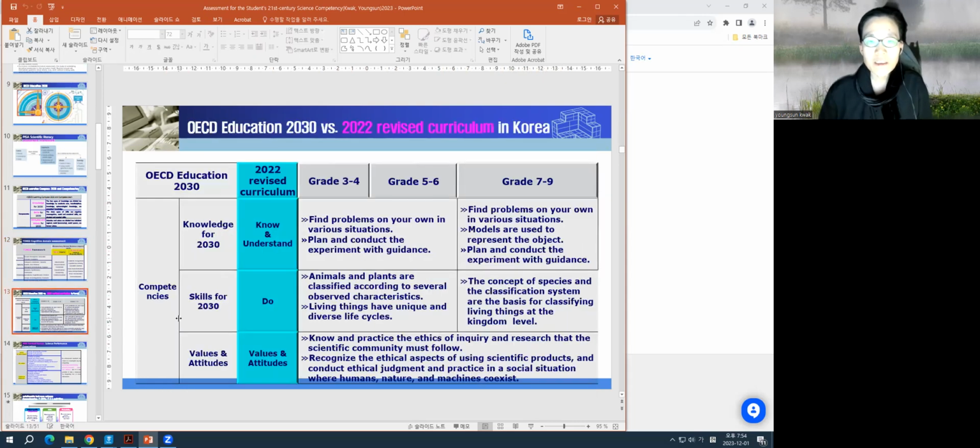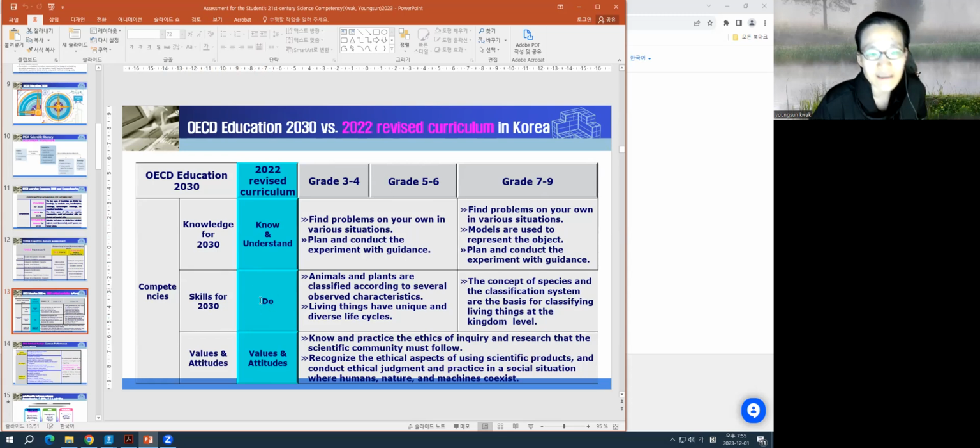So in OECD Education 2030, as well as in a Korean national level curriculum, we introduced three dimensions of OECD Learning Compass, which are know and learning, which is knowledge dimension, and then skills dimension. It's about what to do or how to do.